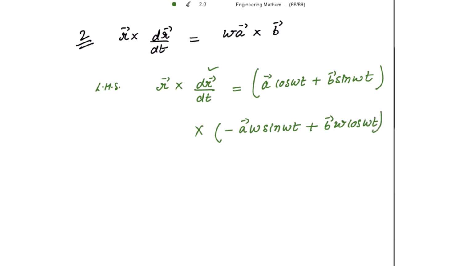And now we need to take the cross product of this. A vector cross product with a vector.